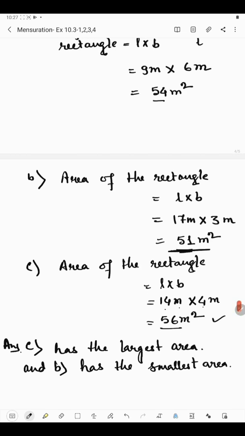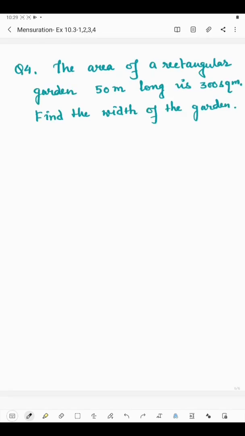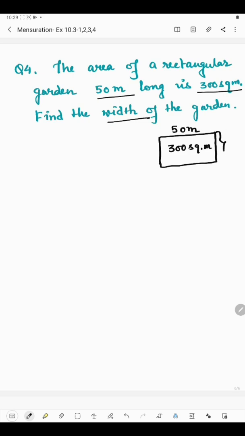Okay. Now coming to question number 4. Question number 4 says the area of a rectangular garden 50 meter long is 300 square meter. So suppose this is a rectangular garden of length. Here length is given 50 meter, and the area is 300 square meter. We will have to find the width of the garden. Width means this, which is known as breadth. So we will have to find the breadth.